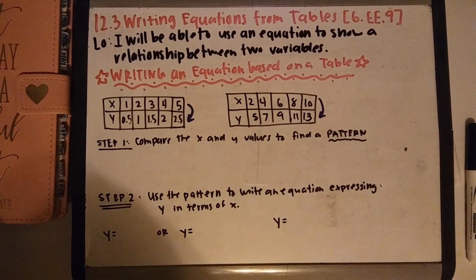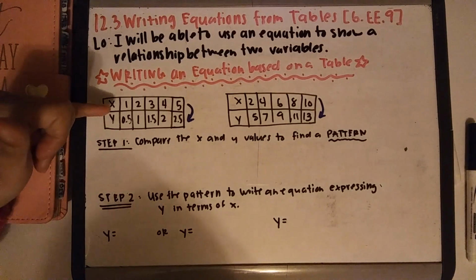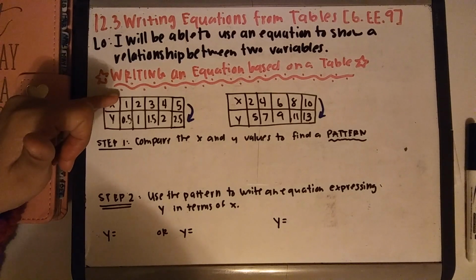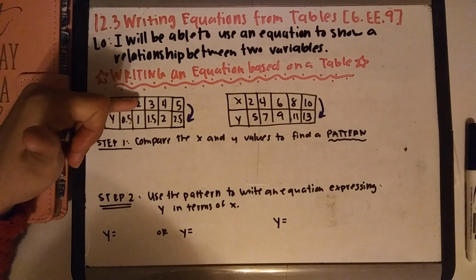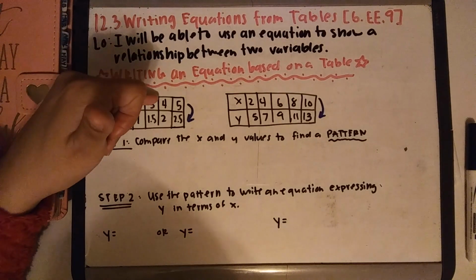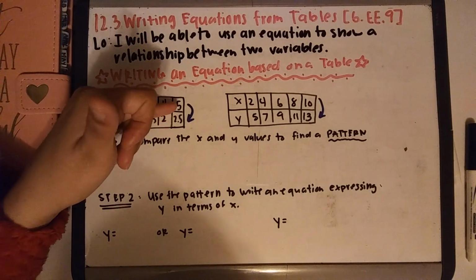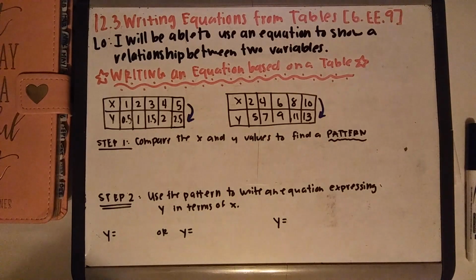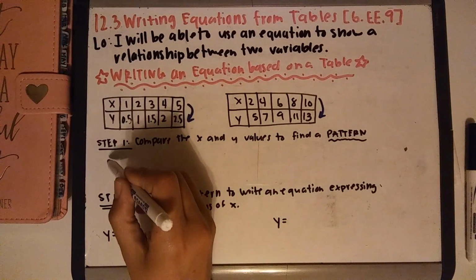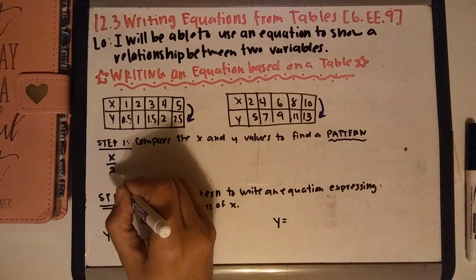What about dividing? Dividing can probably work. If I divide 1 by 2, I get half. 2 divided by 2 is 1. 3 divided by 2 is 1 and 1/2, and then 4 divided by 2 is 2. 5 divided by 2 is that. So that one works. So I can say that I'm dividing x by 2.